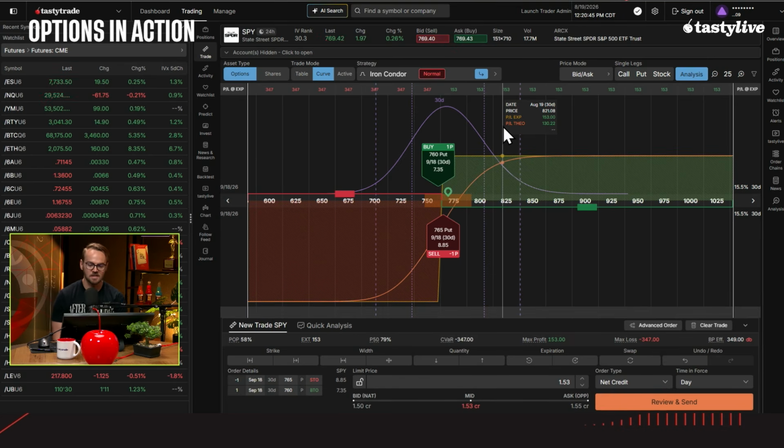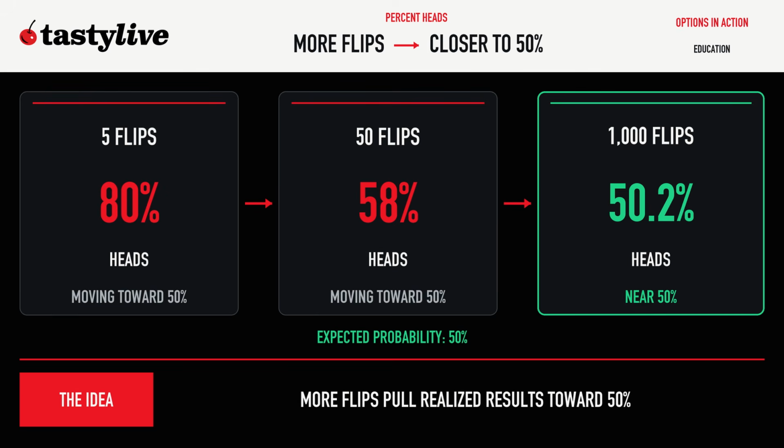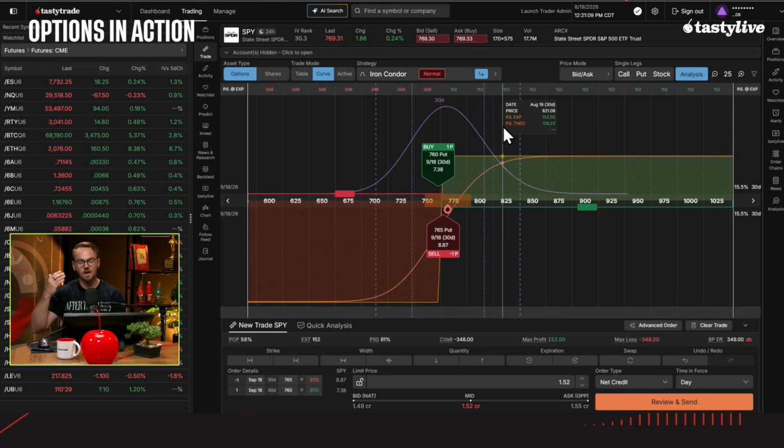Now, number of occurrences from a textbook definition standpoint is simply generating a large number of occurrences so that your realized probabilities closer align with your implied probabilities. Another way to think about that in a really simple way is your coin flip example. If you flip a coin that is either heads or tails 5 times, you could have 100% of those results be tails or 100% of those results be heads. But you know that in the long run, that's never going to be the case.